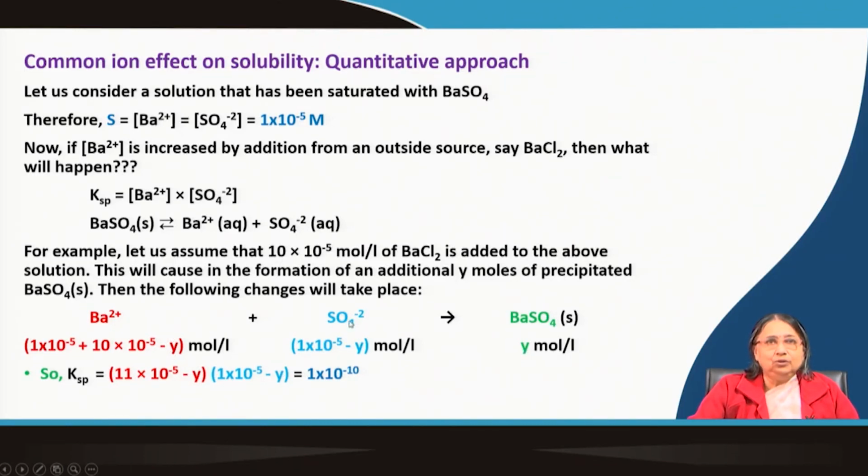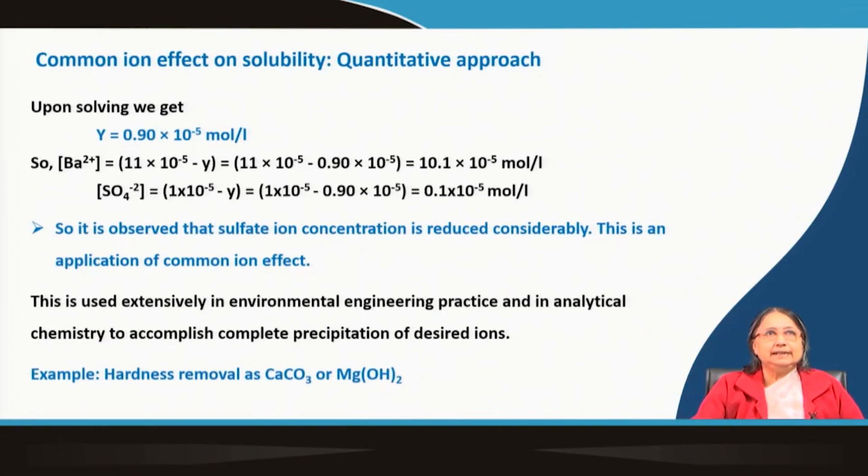Now, what is happening to the sulphate concentration? It was originally there, now Y concentration is going out. So, this is the final concentration. Now, if we put it in the equilibrium expression, then Ksp is the barium ion concentration, which is 10 plus 1, so 11 into 10 to the minus 5 minus Y, into this sulphate ion concentration, the new concentration. This is the solubility product. If you solve this, you will see that Y is 0.9 into 10 to the minus 5 moles per liter.